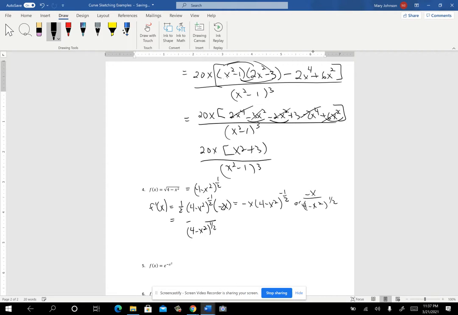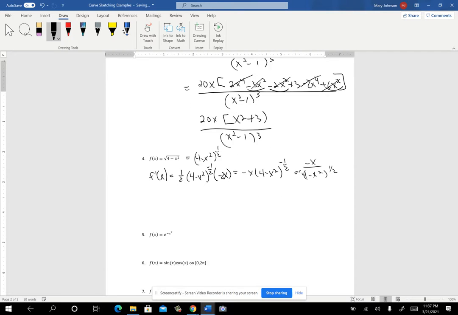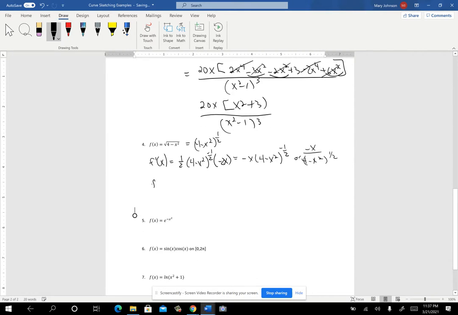Okay. All right, so now let me do the second derivative down here. This one takes a little simplifying. I'm going to do first times the derivative of the second, which would be negative 1/2, 4 minus x squared to the minus 3/2, because you subtract 1 from that. Then don't forget to multiply that by the derivative of the inside, which would be negative 2x.